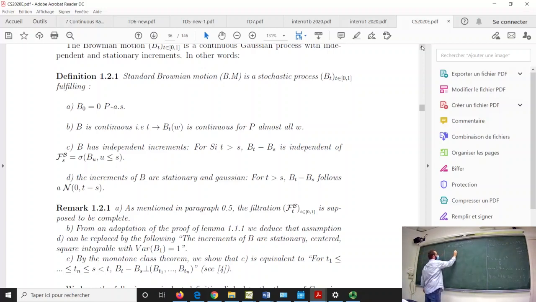What is the distribution of this one? From the definition, it's N(0, T3 minus T2). I can write it as the square root of T3 minus T2 times G2, where G2 follows the N(0,1). But what can you say about G2 and G1?